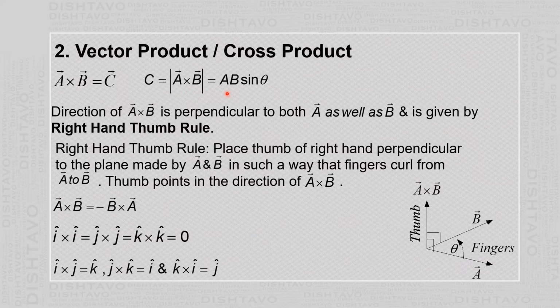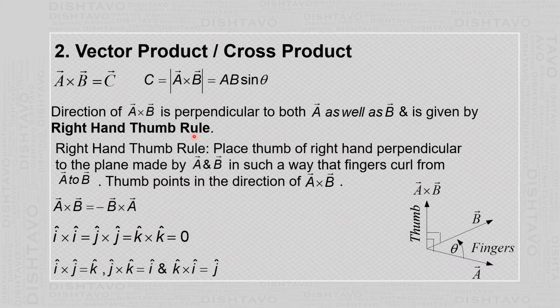Now let us see what is its direction. The direction of A cross B is perpendicular to both A as well as B. Let us say that vector A and vector B are in one plane. The cross product is perpendicular to both. Now if it is perpendicular to both, there are two possibilities: either it is this way or the other way. Now actually what is that direction? That is given by what is called the right hand thumb rule.